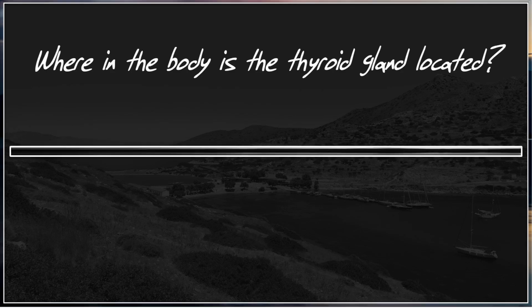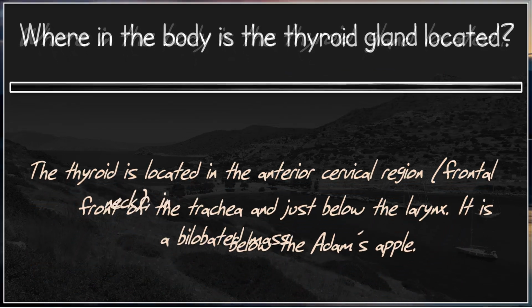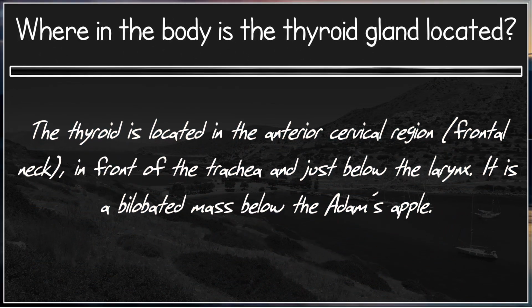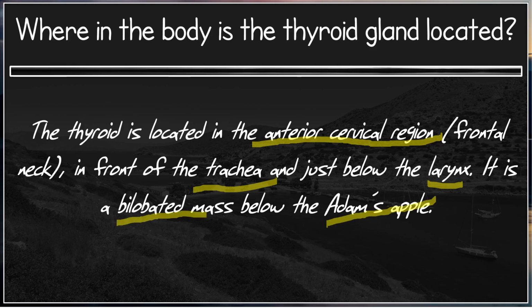Where in the body is the thyroid gland located? The thyroid is located in the anterior cervical region, or the frontal neck, in front of the trachea, just below the larynx. It is a bilobed mass below the Adam's apple.